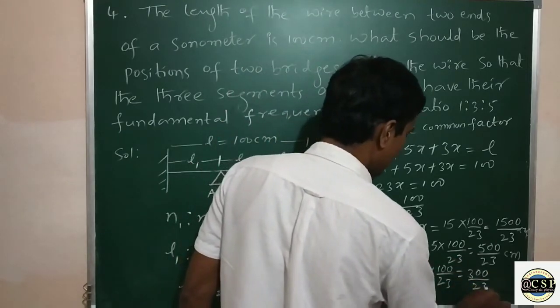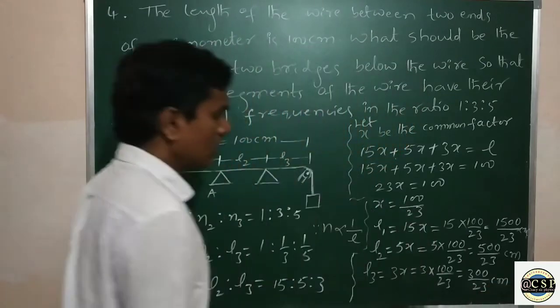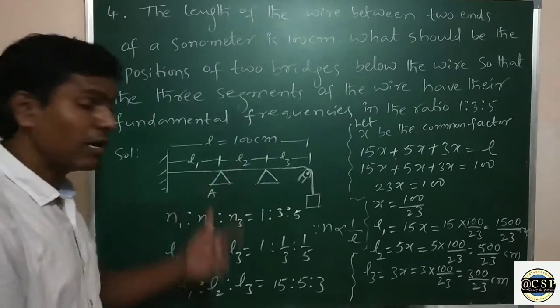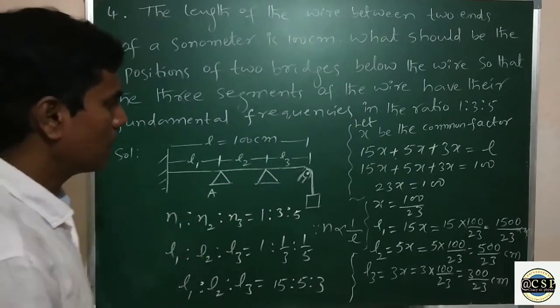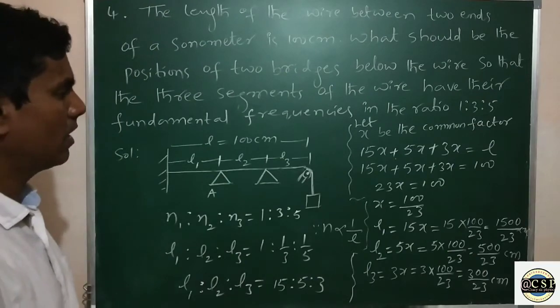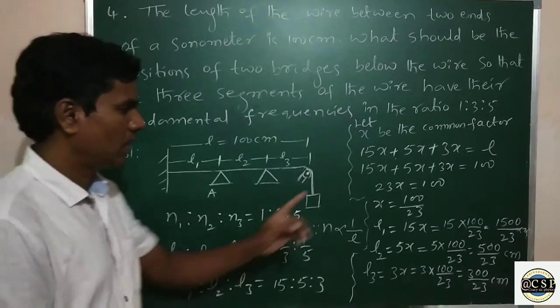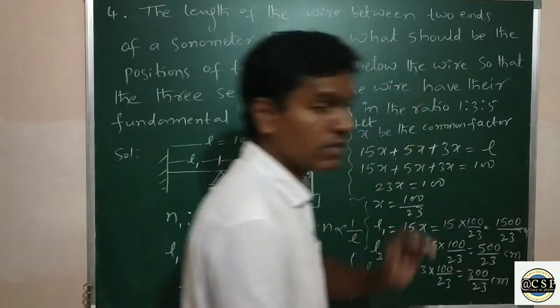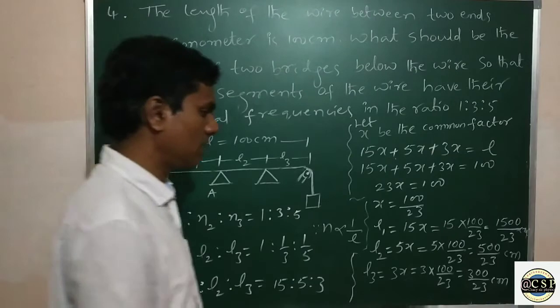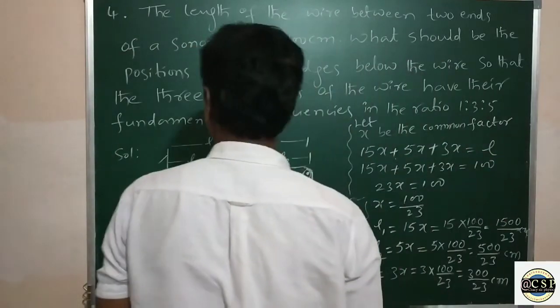So where should we keep the two bridges below the string? We should keep the two bridges at 1500 by 23 centimeters and 2000 by 23 centimeters. I am writing it here.